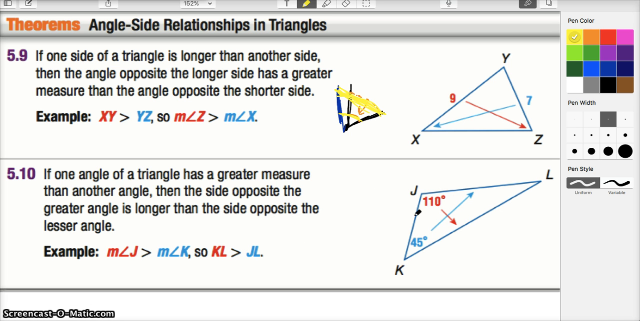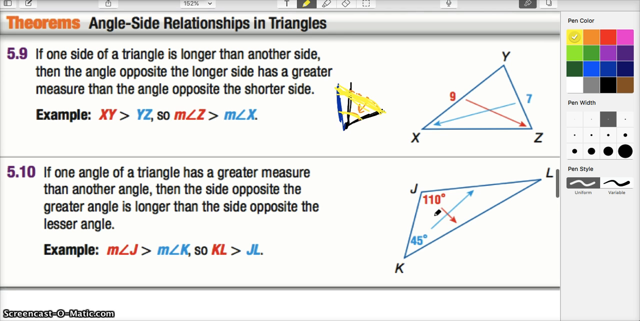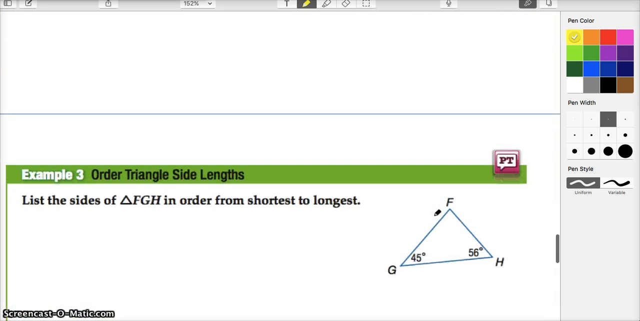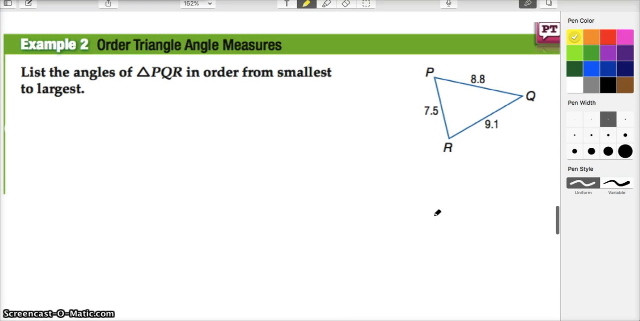This being 110 degrees tells me that KL is longer than JL, because JL is opposite a 45-degree angle. Specifically, I can tell you that KL is the longest side of the triangle, because there's no way this angle could be as large or larger than 110, right? All right, so let's look at an example that will help us to deal with that idea.